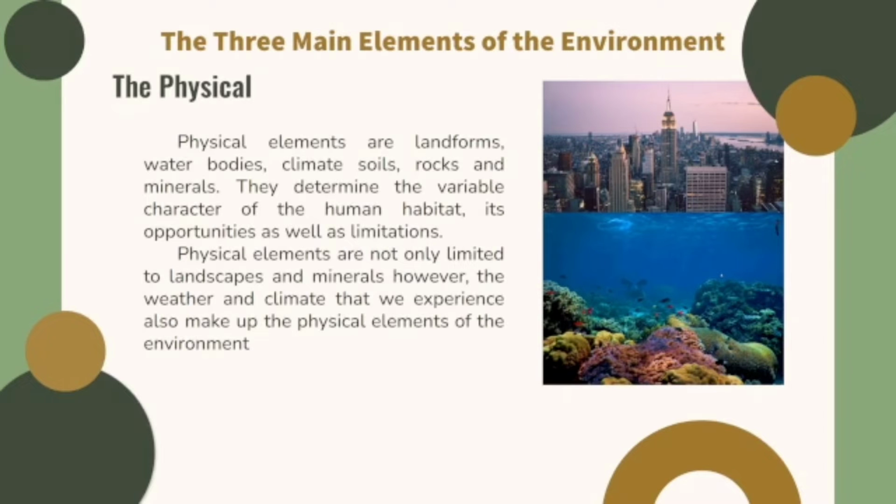Now, there are three main elements of the environment. The first one would be the physical. Physical elements are landforms, water bodies, climate, soils, rocks, and minerals. They can determine the variable character of the human habitat, its opportunities, as well as its limitations.